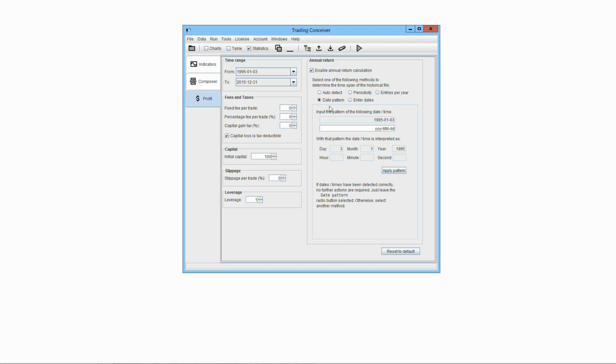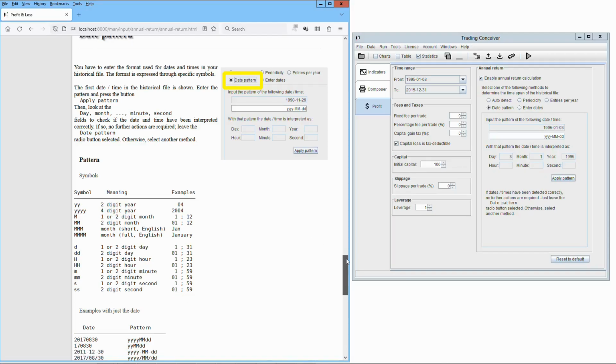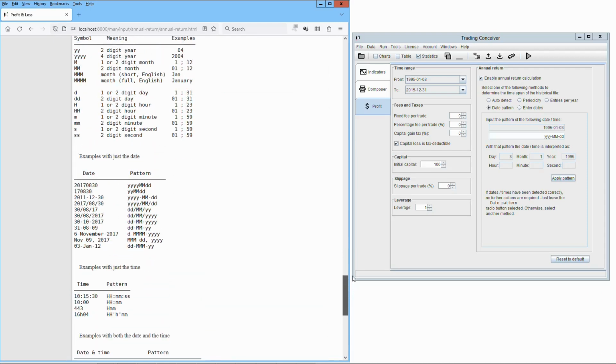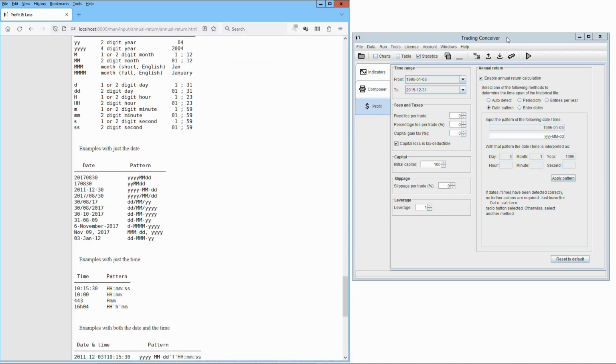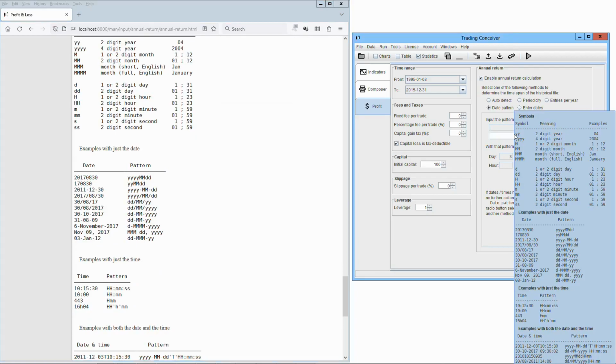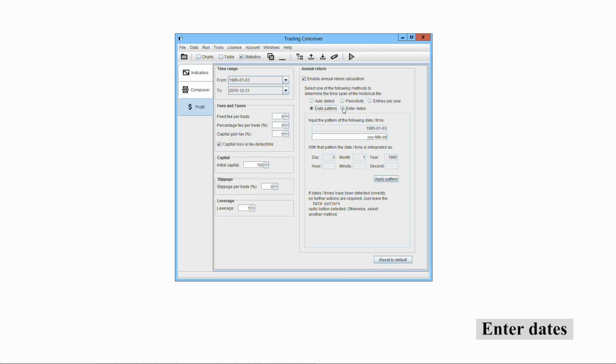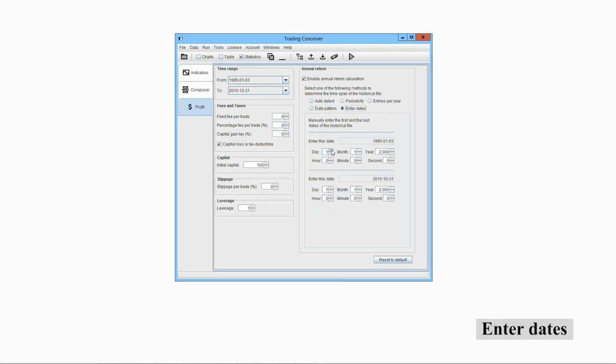Otherwise, select another method. For the symbols to be used in the pattern, please refer to the manual or look at the tooltip. In the Enter Dates panel, you have to manually enter the first and the last dates of the historical file. Leave this as the last choice. It will be reset whenever you load another historical file. If any of the day, month, year, hour, minute or second is not present in the file, select a 0 in the spinner.